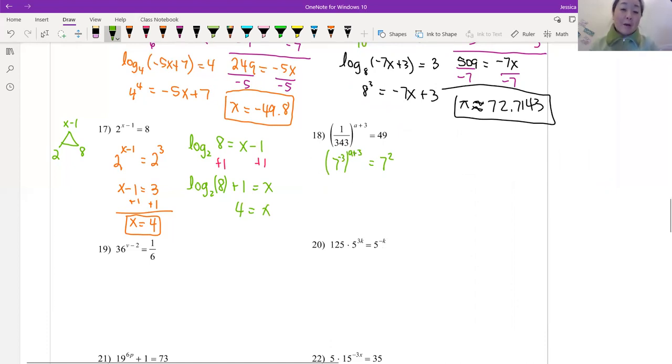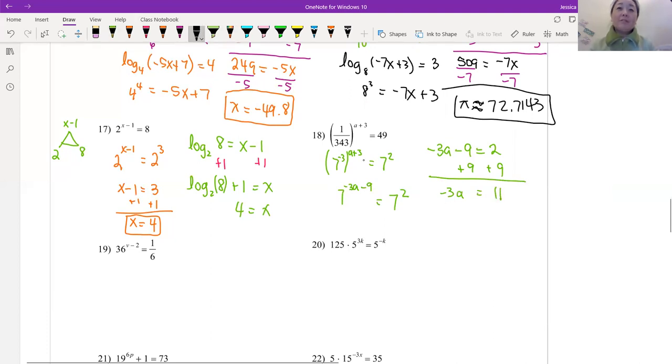So if you notice right here is a power to a power, which means what do we do with those powers? You multiply them. So it's going to be -3a minus 9 is equal to 7 squared, right? You distribute that -3 to both of them, both the a and the 3. And then now we can drop the bases because the bases are exactly the same. So we're going to just look at just the exponents. And again, algebra 1 stuff. So we're going to add 9 to both sides. Yay. And then -3a is equal to 11.